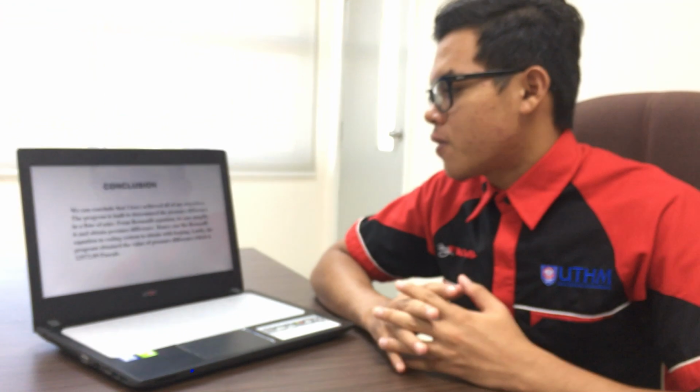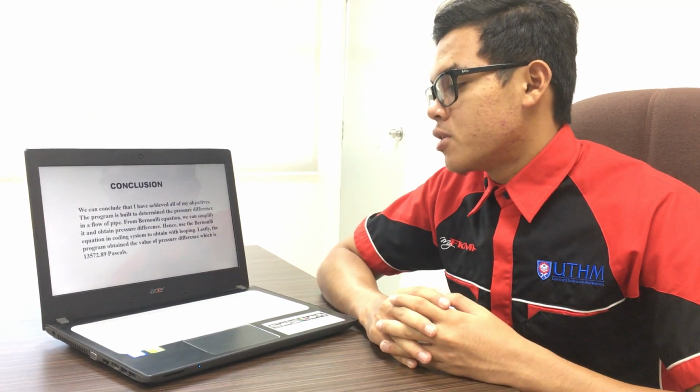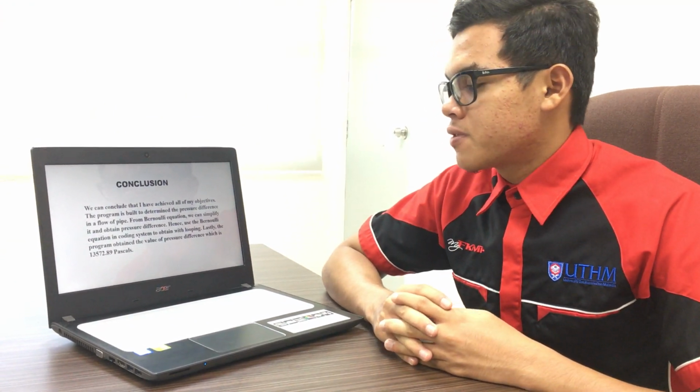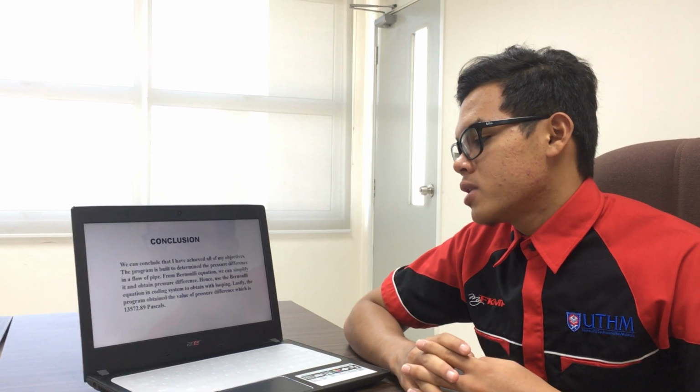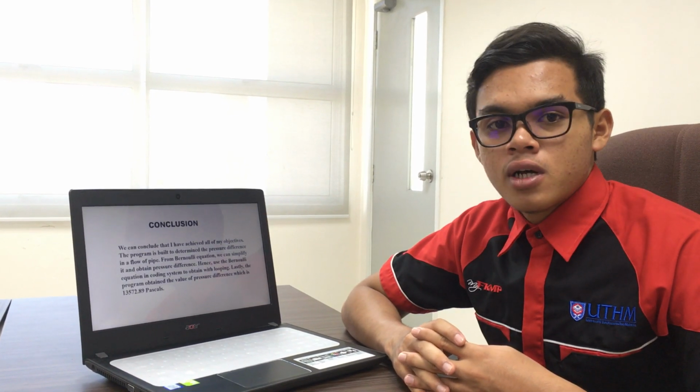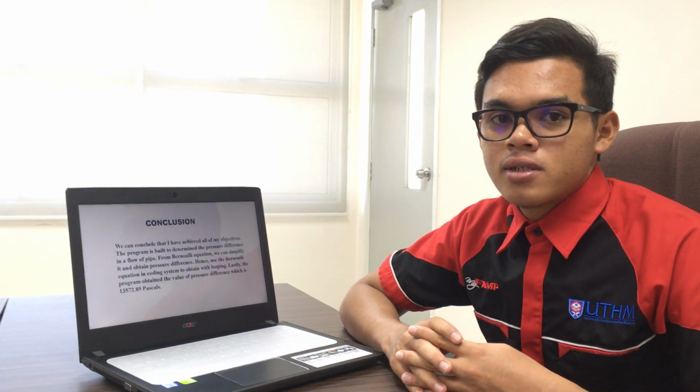As a conclusion, we can conclude that I have achieved all of my objectives. The program is built to determine the pressure difference in the flow of a pipe. From the Bernoulli equation, we can simplify it and obtain the pressure difference. Hence, we used the Bernoulli equation in a coding system with looping. Lastly, the program obtained the pressure difference, which is 13,572.89 Pascal. Thank you.